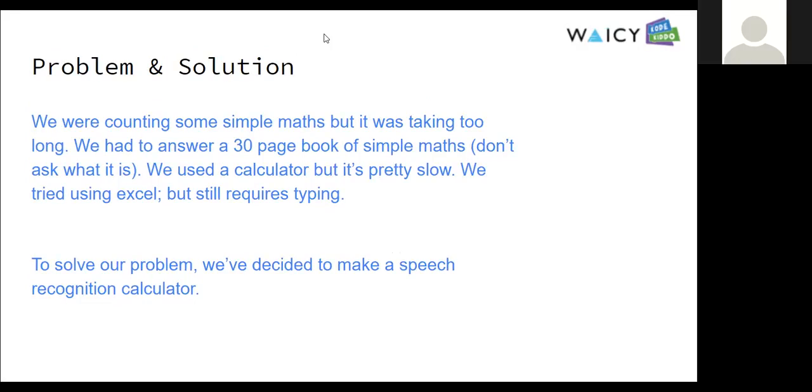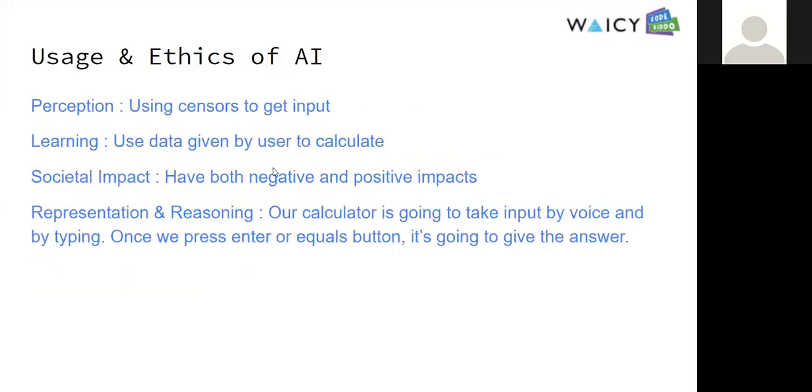Our calculator uses the microphone. The calculator is going to hear the input and will store it into this entry field of the calculator. You could also type and press either the enter keybind or equals button. And that is why we have perception, learning and representation, and reasoning. Our calculator could be beneficial and vice versa.